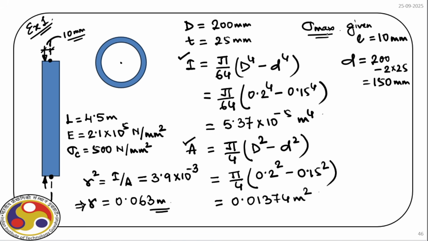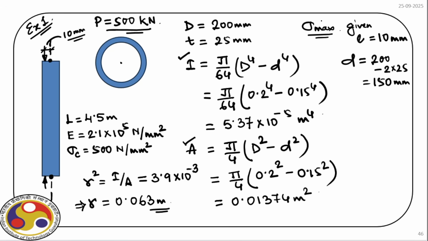Now we have to find out this sigma max for a load. So let us define the load. Load P is equal to 500 kilonewton. So this is the applied load, and for that we have to find out the maximum compressive stress, right?